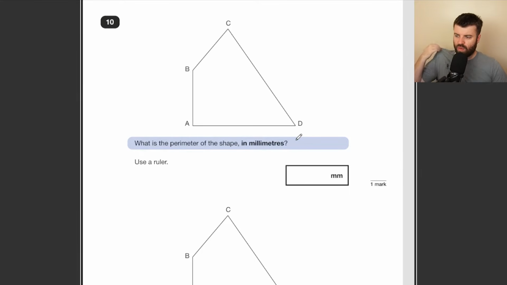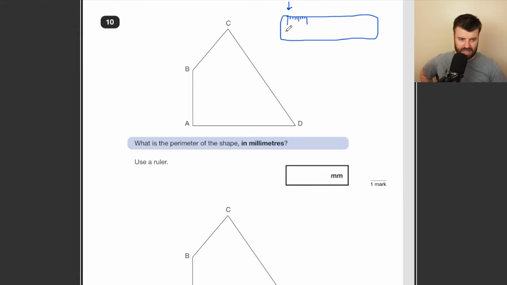Question 10. What is the perimeter of the shape in millimeters? Use a ruler. I can't show you this one because I don't have a ruler. But what's really important, I'm going to show you right now, are 2 things in this question. If you have a ruler, looks like this, often it starts a little bit further in. So this is where you have to line your line up to at the start. And then the next thing is make sure you're actually measuring in millimeters. Okay, because it will look something like this.